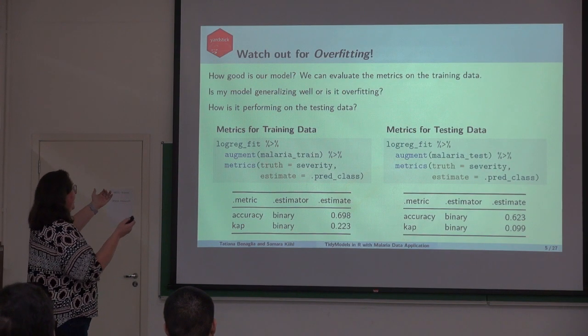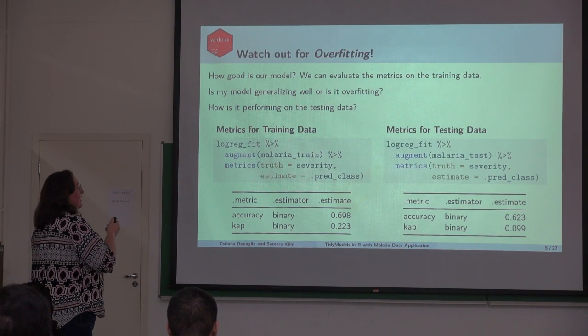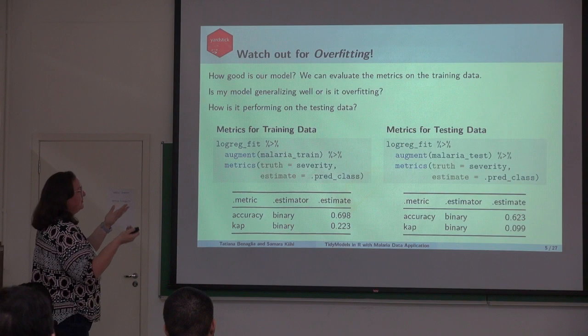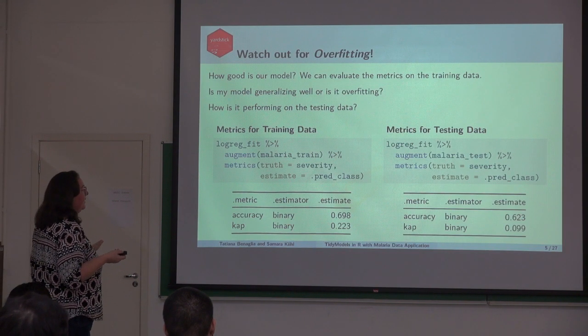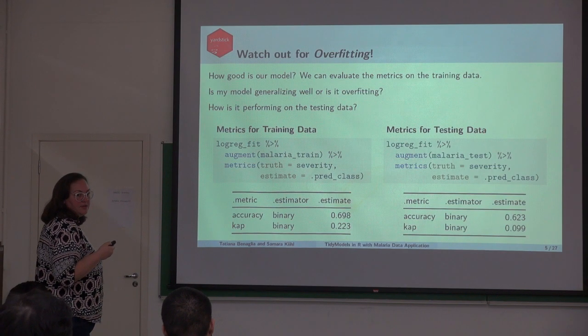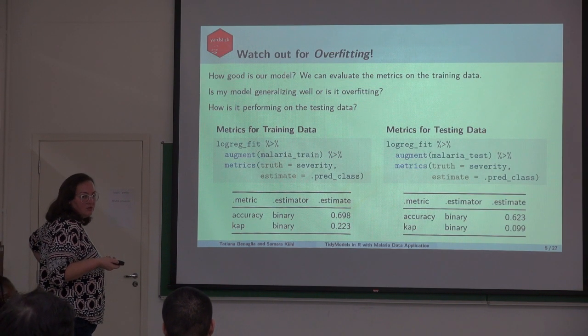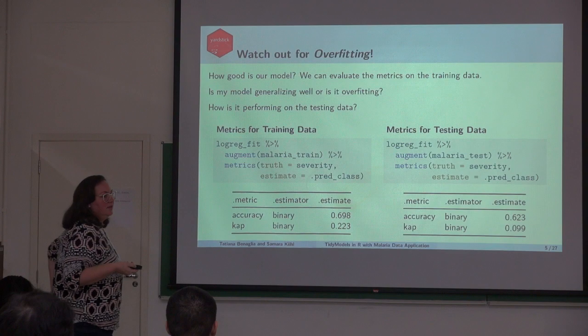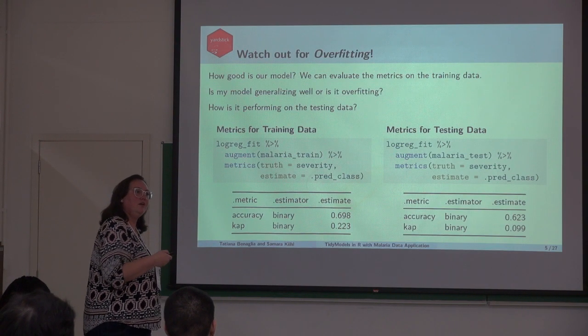So looking at the training data metrics and the testing data metrics is a way to watch out for overfitting. What is the problem with doing this approach? Is there a problem with doing this approach? Is it okay? Is it wrong?